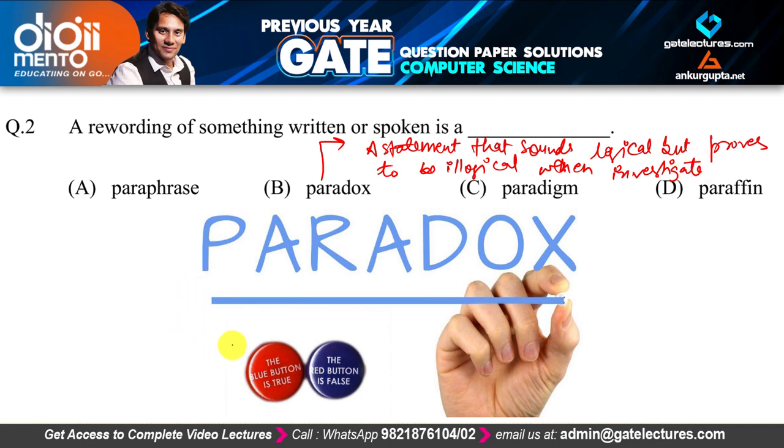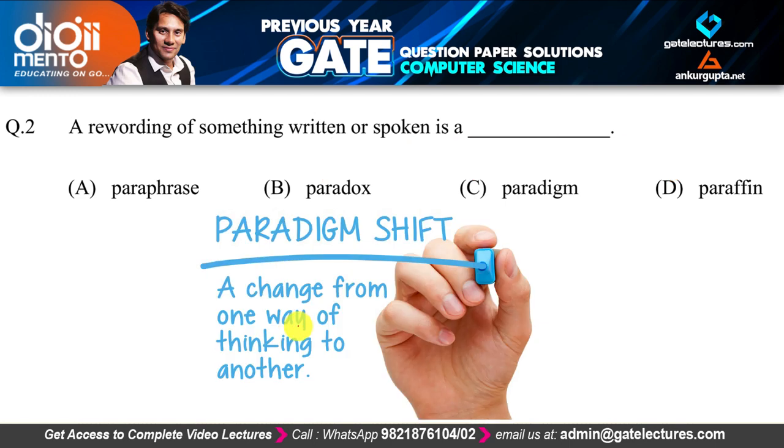Now you can see here I've used two buttons. The red button is saying the blue button is true, and the blue button is saying the red button is false. Because both of them are contradicting each other, this is representing a paradox. Next is paradigm. Generally this paradigm is used with paradigm shift. And what does paradigm actually mean? Paradigm is a way of thinking or looking, or you can say perception about something.